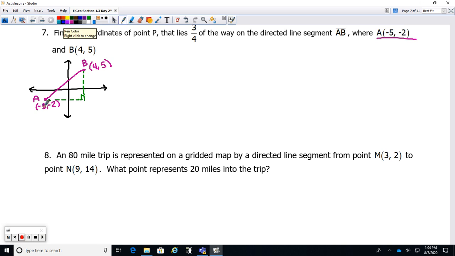So from -5, and I end straight down here at +4 for the x-axis, will be a total of 9 units. And then if I start way down here at -2 and I end up high at 5, that will be a total of 7 units.